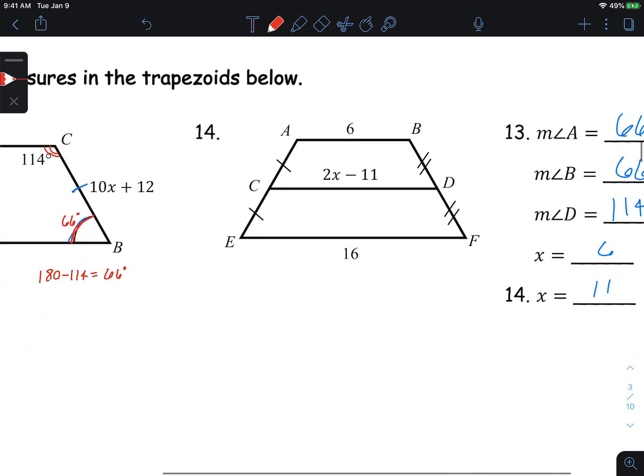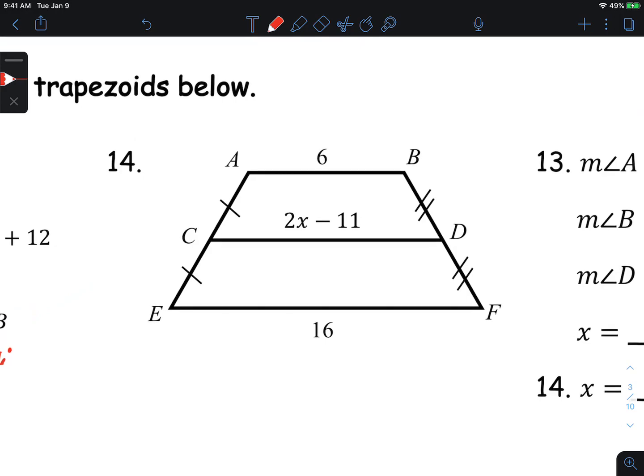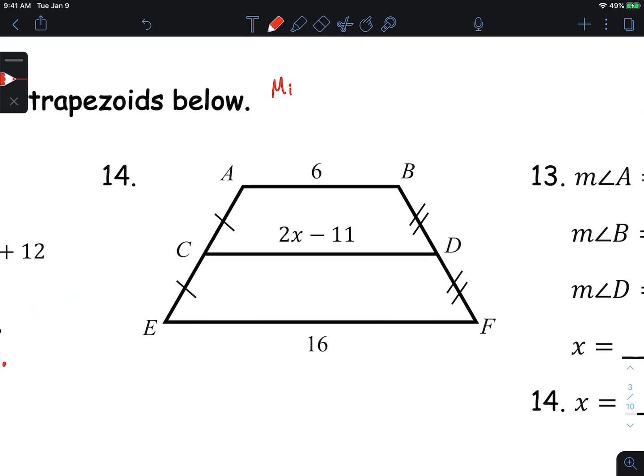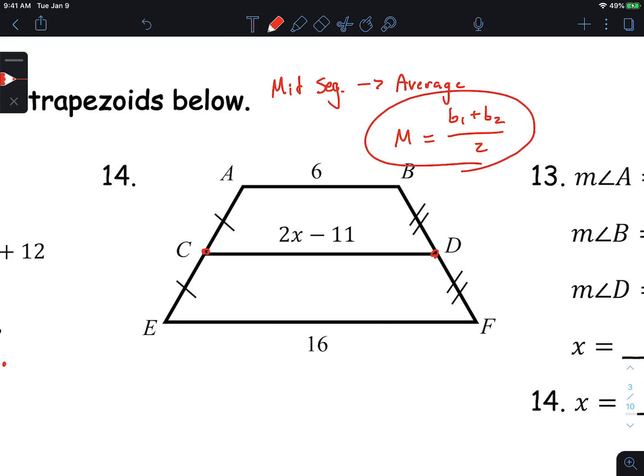For number 14, you have what's called a mid-segment, and here's what you need to remember about the mid-segment. The mid-segment, first of all, connects two midpoints, and it's basically just an average. And remember, to find an average of something, you add the two bases, and then you divide it by 2, and that's your mid-segment. So this is your mid-segment formula, specifically for trapezoids. It's a little bit different than the mid-segment formula that we learned a couple weeks ago dealing with the triangles. So all you do is average them.